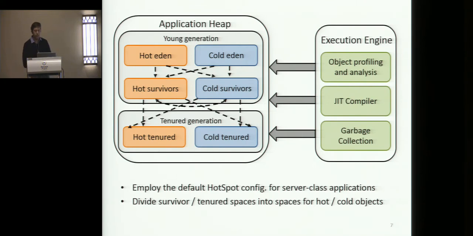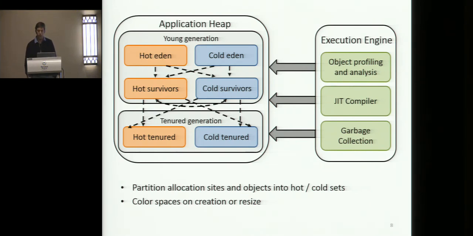This figure shows how our JVM framework partitions and manages heap objects across separate regions. Our implementation uses the default HotSpot configuration for server class applications. This configuration employs a generational garbage collector that divides its heap into separate spaces according to the age of the data. To showcase our approach, our current implementation divides the spaces in both the younger and older generations into separate regions for hot and cold objects.